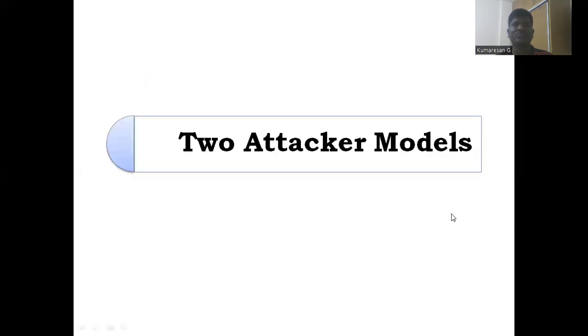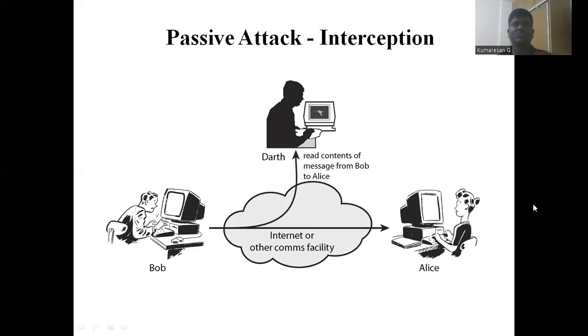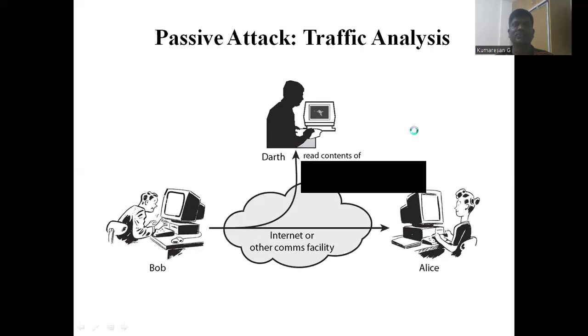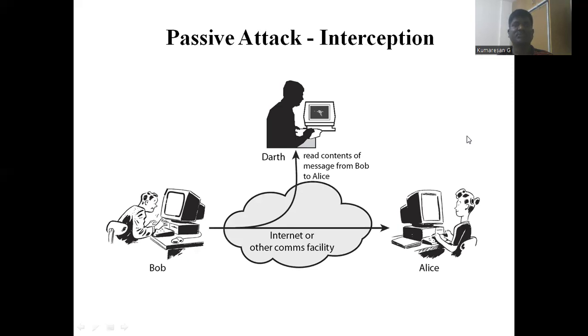Now let's see the two attacker models. So what are the two attacker models? There are two types of attacks: active attack and passive attack. So now let's see what is passive attack. The passive attack consists of two types, like interception and traffic analysis. So first let's see interception.